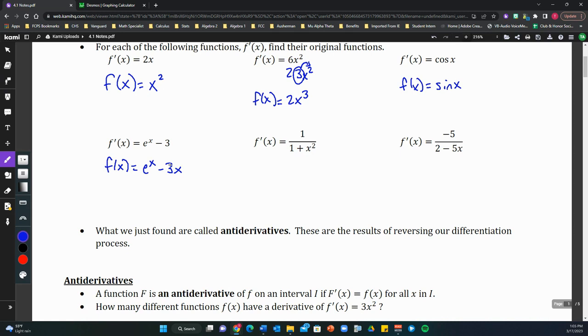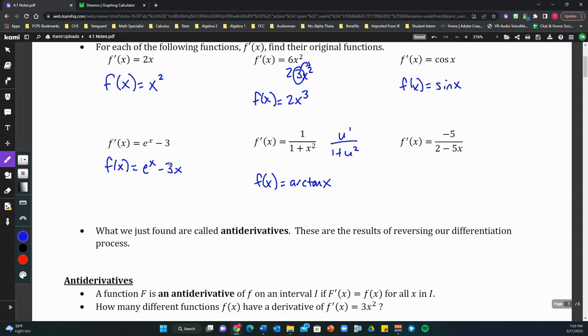Hopefully you guys realize that this fits the format of u prime over 1 plus u squared, and that is the derivative rule for arctangent of u, and in this case, u would simply be x. So this would be arctangent of x.